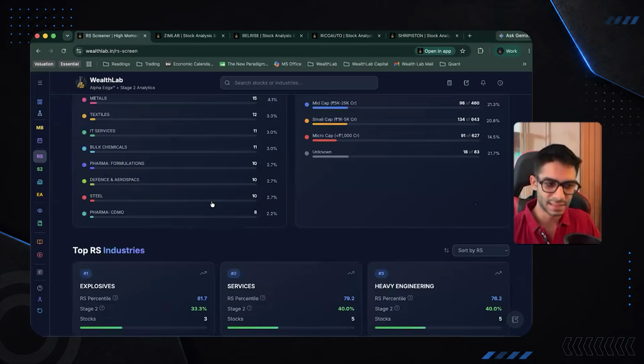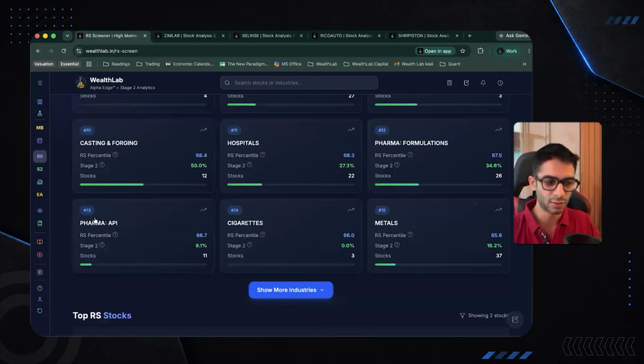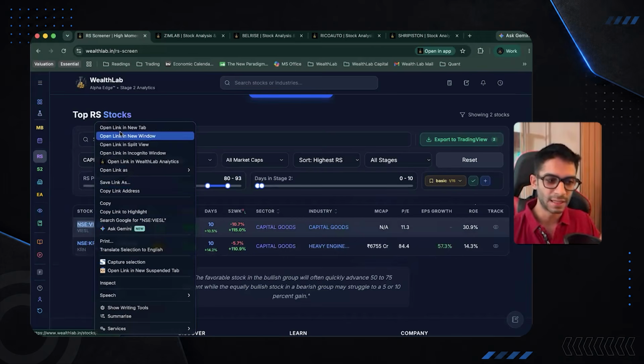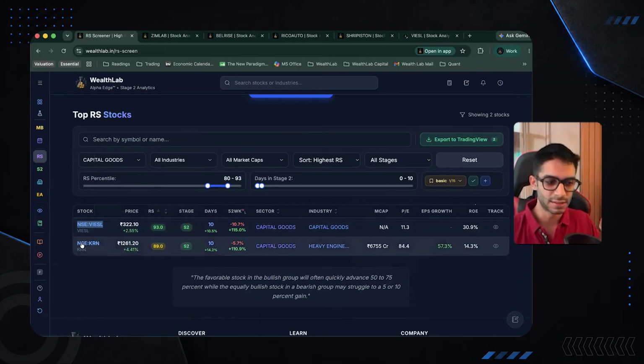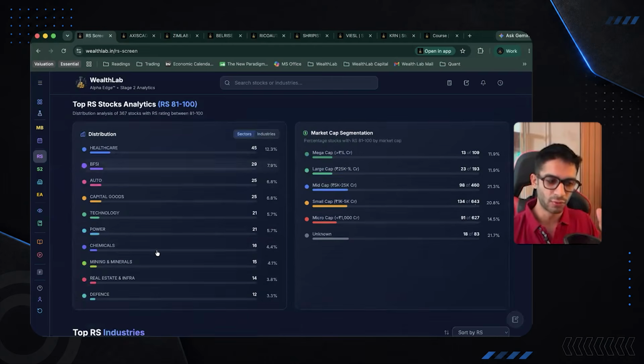Now we'll go to the next sector. We saw healthcare, BFSI, auto. Now there are capital goods and technology. Within capital goods, I'm not seeing a lot of names over here. There is steel, metal, but what I can do is select capital goods over here, and I can see that within capital goods, there are these two names coming out based on my filters. So I can explore both of them. There is Weasel and there is KRN. Now the next is technology. In industries, I see there is IT services, and I can look for something in power, chemical, etc.